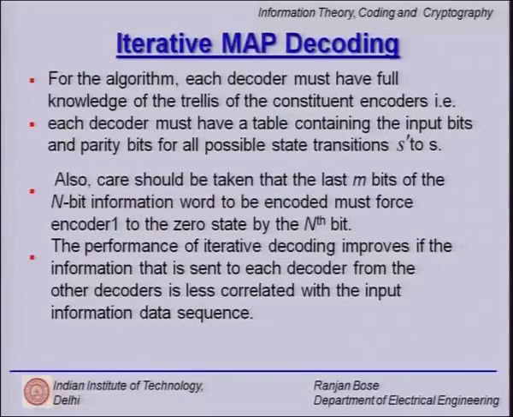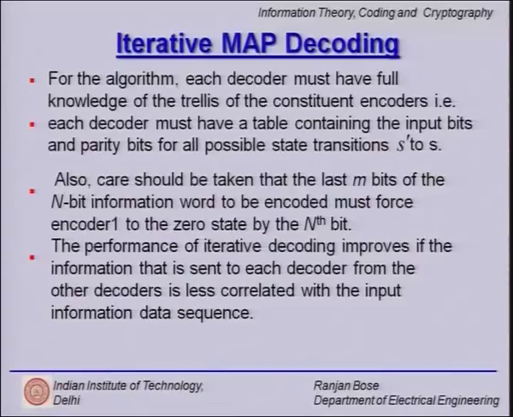So, for the algorithm, if you go back to the intuitive understanding of how it works, each decoder must have full knowledge of the trellis of the constituent encoders. But since transmitter and receiver are friends, it is not a difficult thing to have. So, you must know the trellis states for the decoding to happen. Each decoder must have a table containing the input bits and the parity bits for all possible state transitions. So, the state transition diagram must be available, and based on that the alpha and beta are calculated.